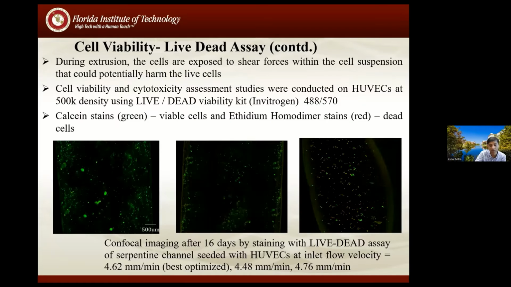95 to 98% cell viability. We use a standard live/dead assay kit for our viability studies, where calcein stains green and the ethidium homodimer stains red, and you could clearly see barely, maybe here, one or two. You also have to look at the flow velocities in our optimization of the microfluidic system. You could see that that is another important parameter which can also be controlled.